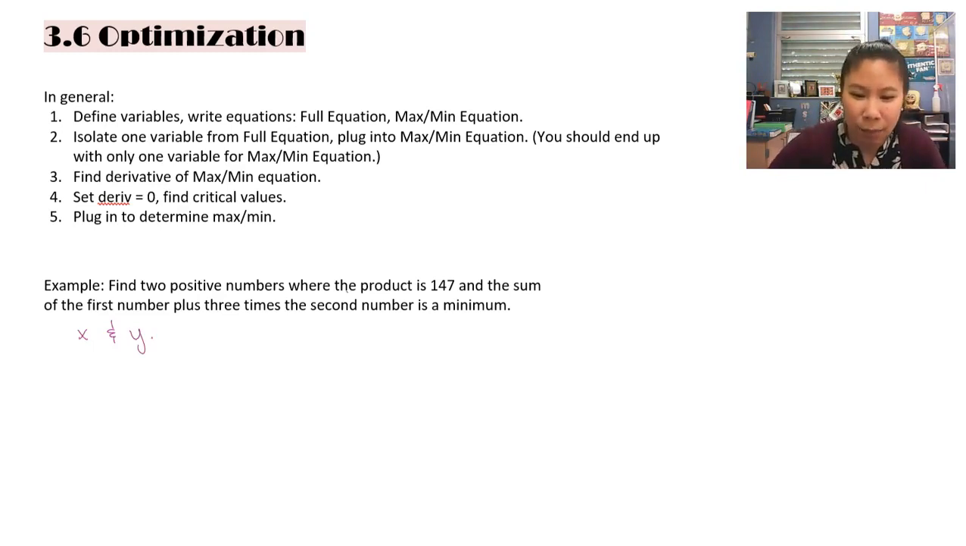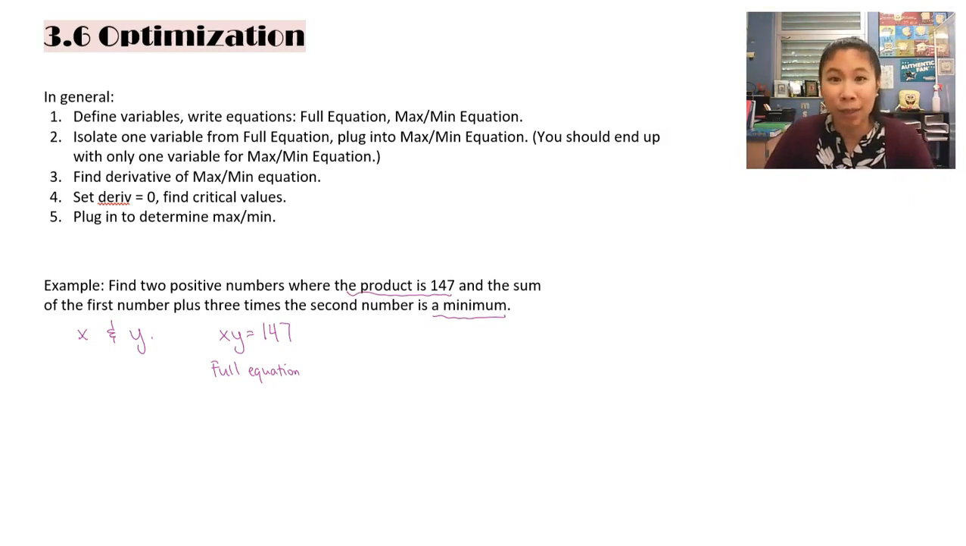It says the product is 147. Product means we're multiplying, so we can write one equation as X times Y equals 147. I'm going to name this my full equation, because they didn't say anything in this equation about finding a minimum or a maximum. That doesn't occur until we see the word minimum at the end, where they say the sum of the first number plus 3 times the second number is a minimum. So I'm going to write my second equation, my max min equation, as minimum equals the first number, I'll call x, plus 3 times the second number, so x plus 3y, is a minimum. That's why I'm setting it equal to min. This is my max min equation.